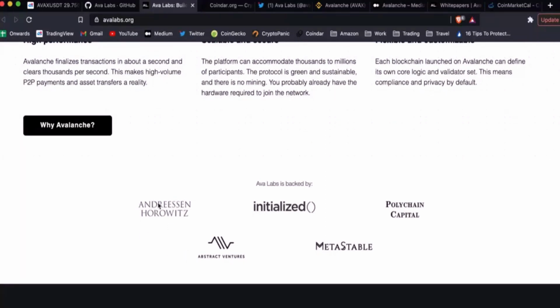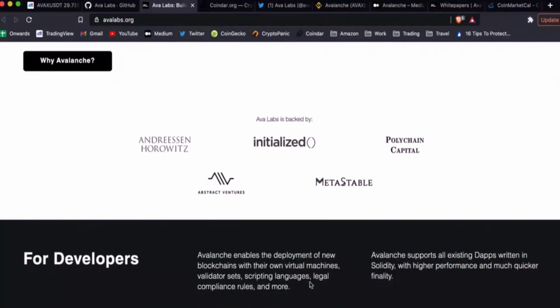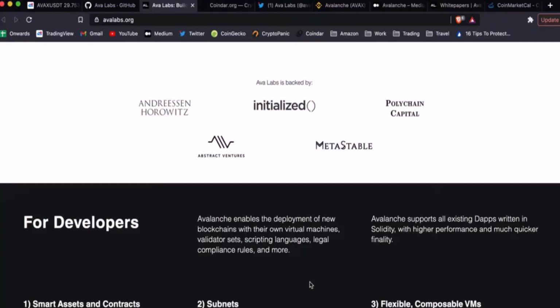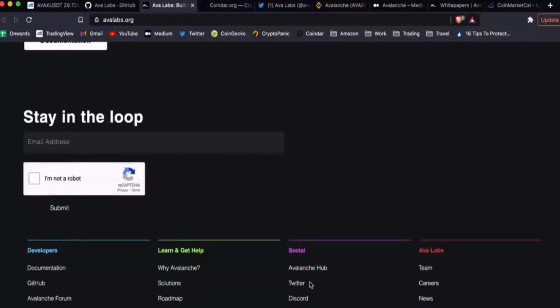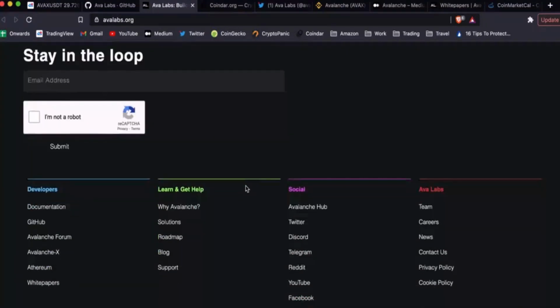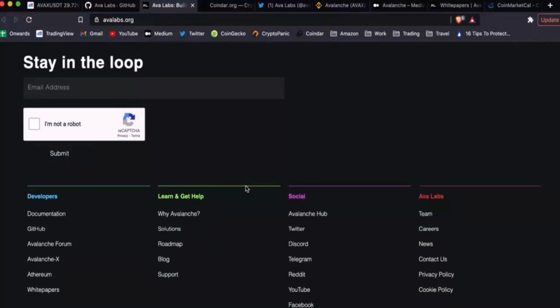Andreessen Horowitz is a very, very big VC. Polychain Capital is another one, so you're going to like to see that. Big name capital ventures backing these cryptos. That's a good sign. Then you can sign up to a newsletter, etc. But what we're going to do is find the roadmap. So roadmap right there.